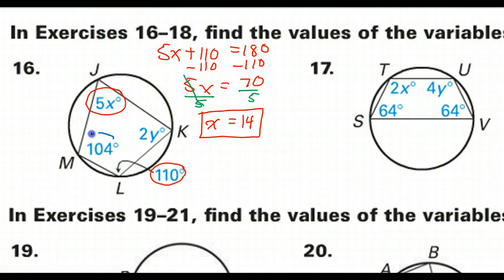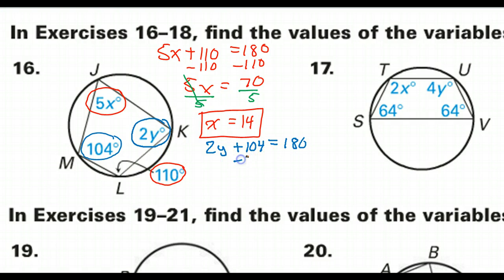Same story, but this time we'll be using these two angles because they are opposite angles. So that means that 2y plus 104 should equal 180. A common mistake is that students often feel like everything's going to be congruent. So they'll just set 5x equal to 110, and they'll set 2y equal to 104. But that is not the relationship. They are supplementary.